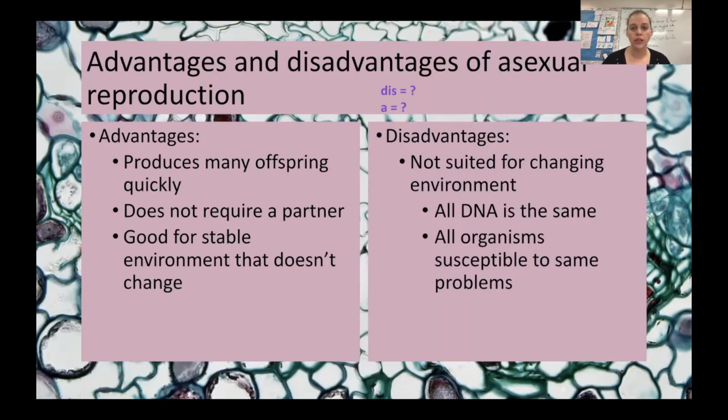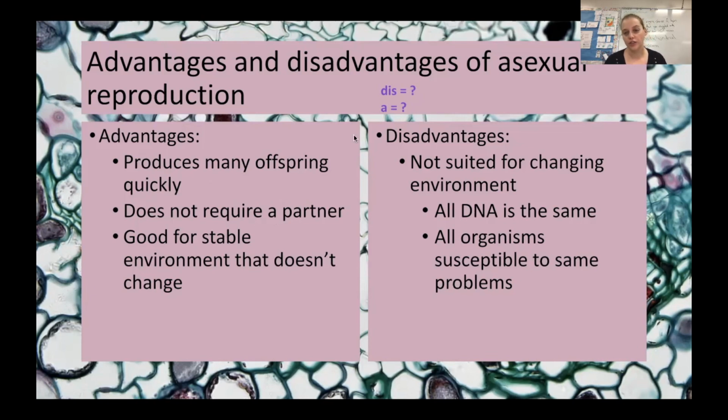We'll do a quick summary on the advantages and disadvantages of asexual reproduction here. Advantages: it does not require a partner, so there's only one parent passing on the DNA, and that makes it very fast. You can produce a lot of organisms very quickly. E. coli, for example, can reproduce every 20 minutes because there's no partner needed. The offspring are going to be identical, which makes asexual reproduction great for a stable environment that doesn't change. Those organisms are well adapted to that environment, and so they will do quite well there.